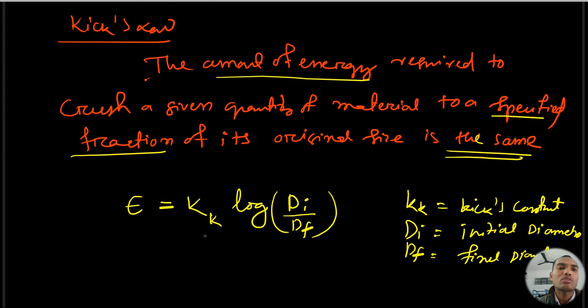So these are the three laws that are given by Kick's law, Bond's law, and Rittinger's law. Now, according to Kick's law, if I solve one problem, then you can easily identify what Kick wants to mention through his law. So, I'll take one example.